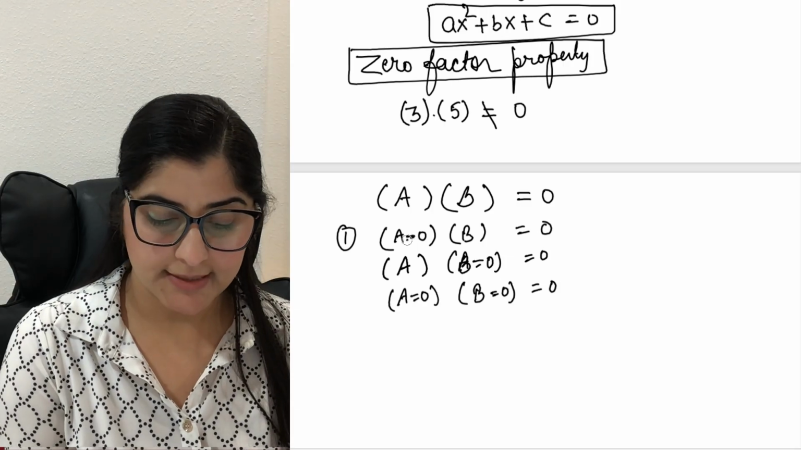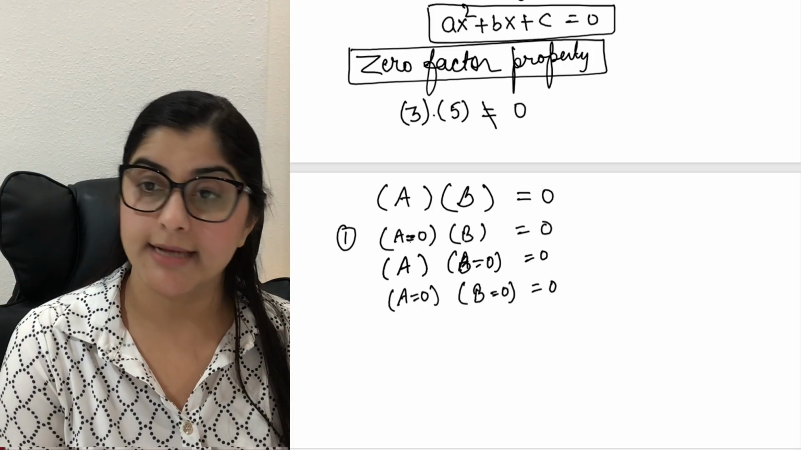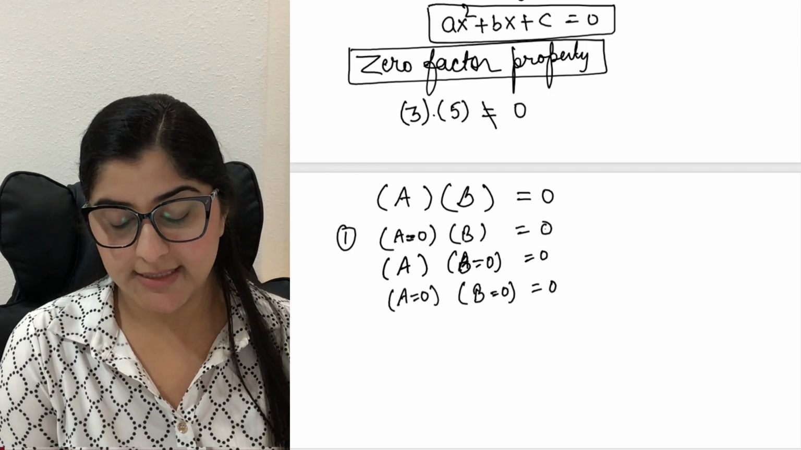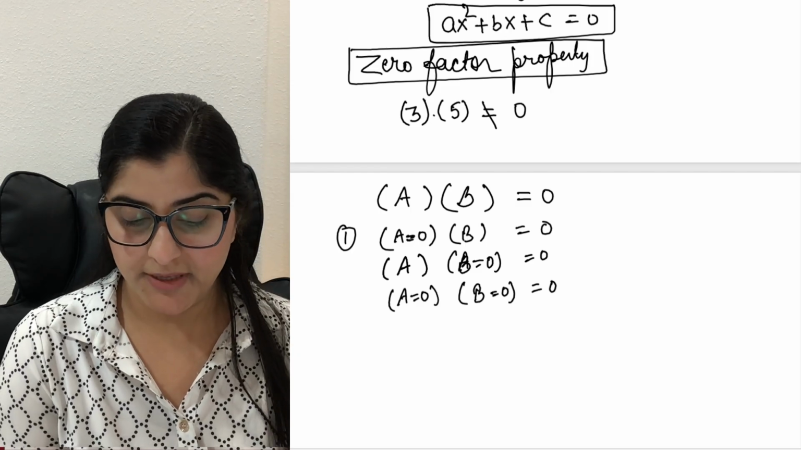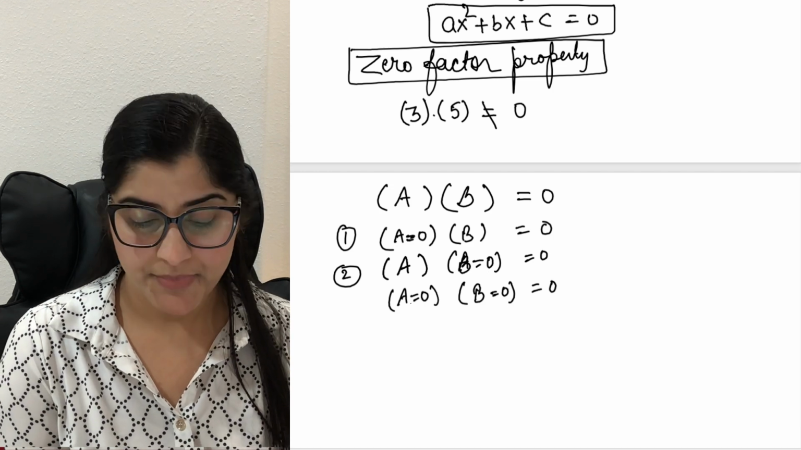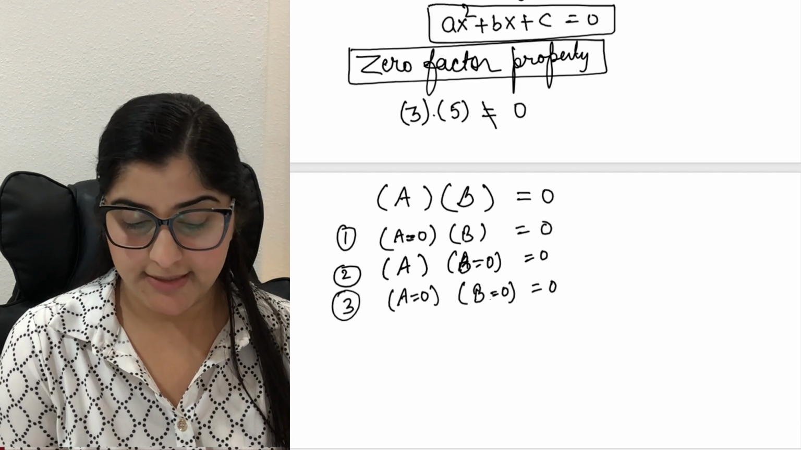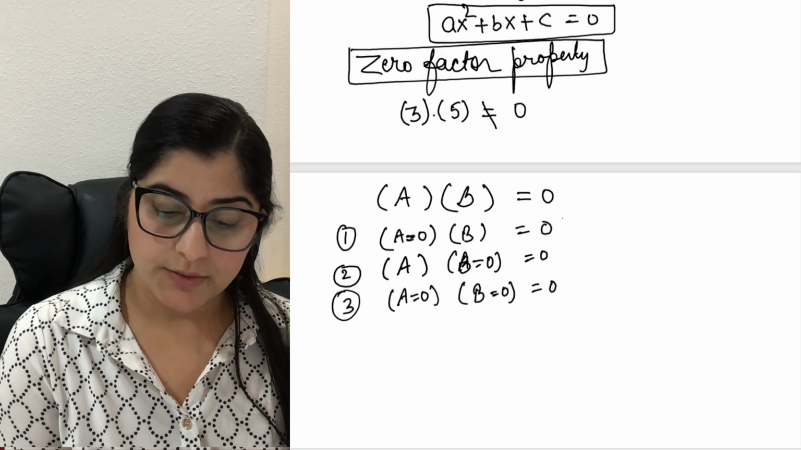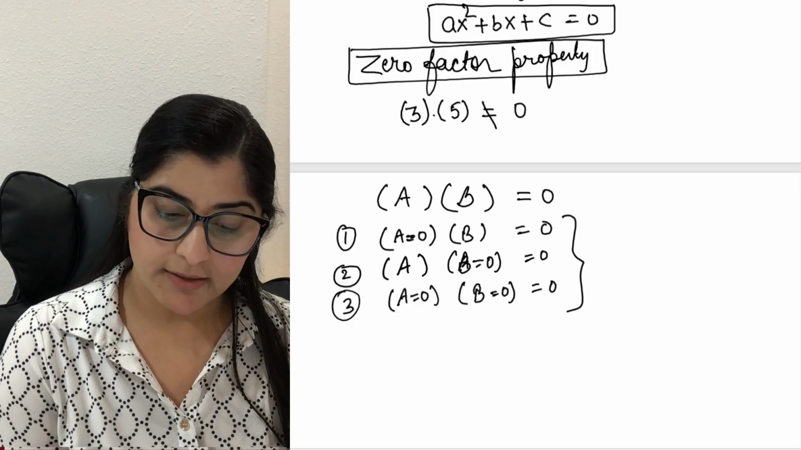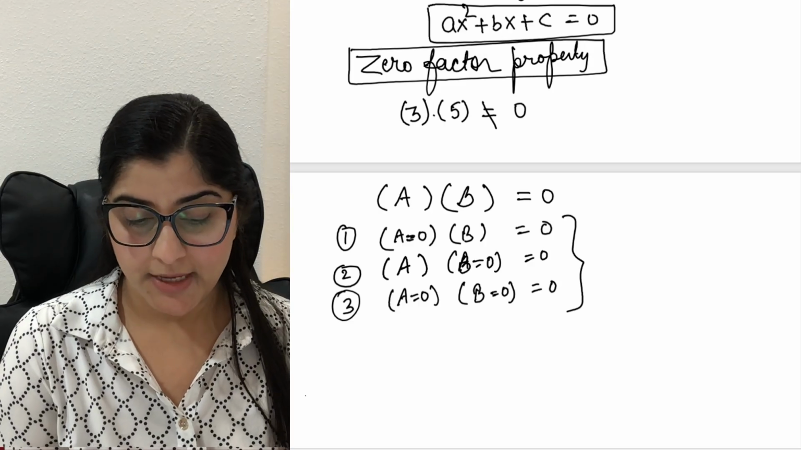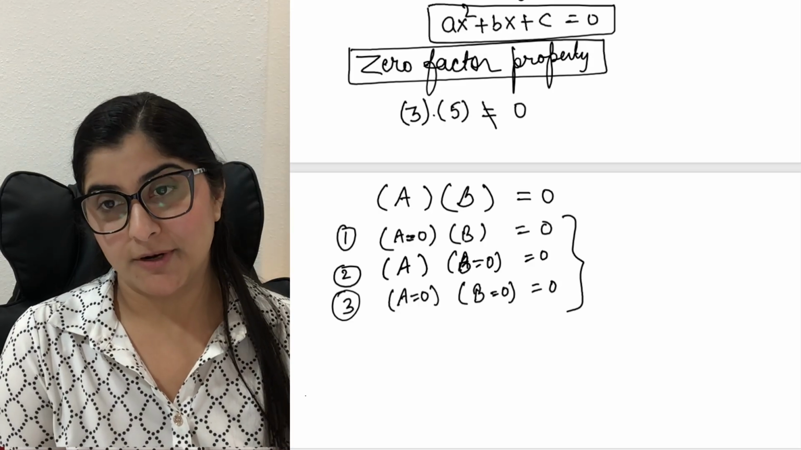So the first condition is a has to be 0. If a is 0, 0 times anything is 0. The second condition is if b is 0, b times anything is 0. The third condition is if a is 0 and b is also 0, then 0 times 0 is 0. So these are the only cases when the product of these two factors is 0. So this is the zero factor property.